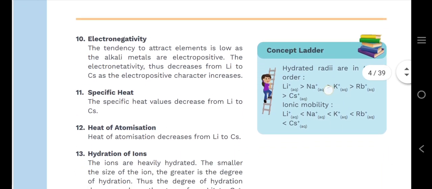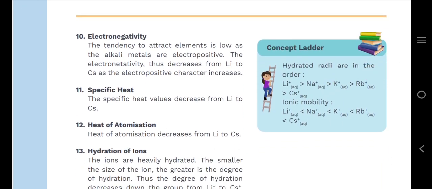Electronegativity. The tendency to attract electrons is low as the alkali metals are electropositive. The electronegativity thus decreases from lithium to cesium as the electropositive character increases. Specific heat. The specific heat decreases from lithium to cesium. Heat of atomization. Heat of atomization decreases from lithium to cesium.